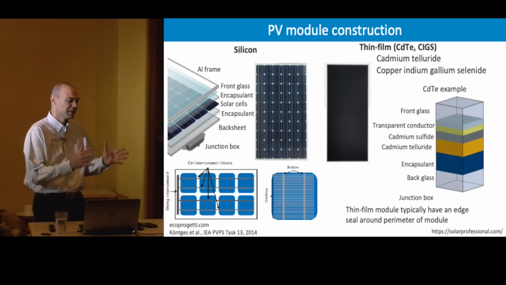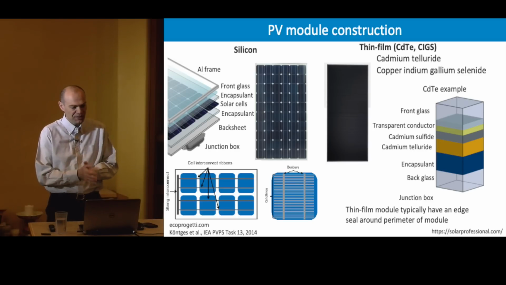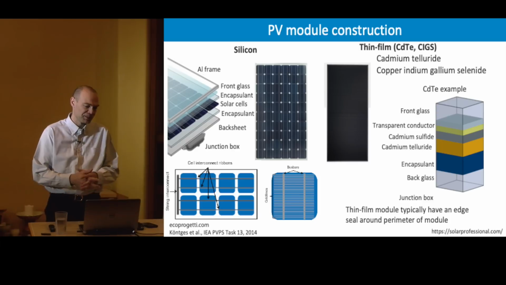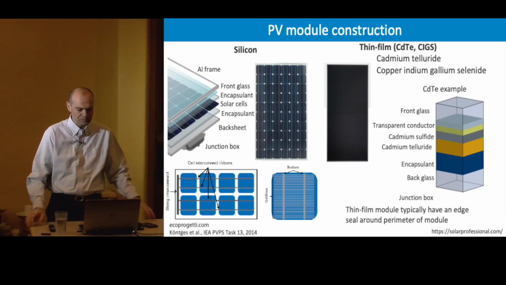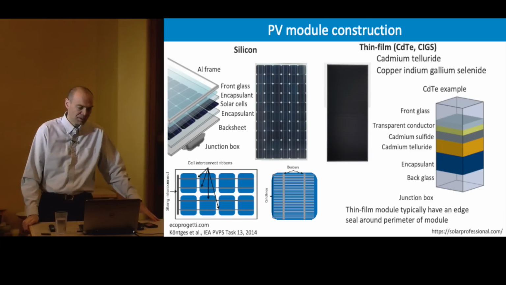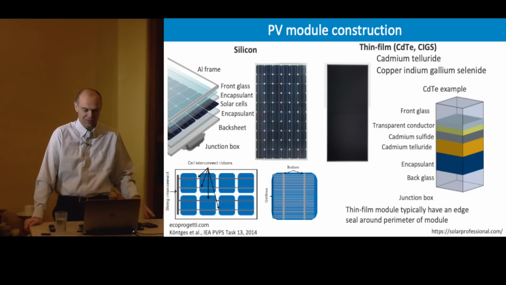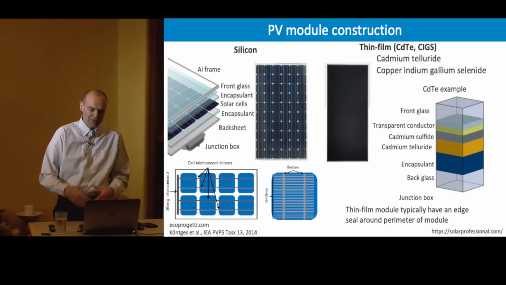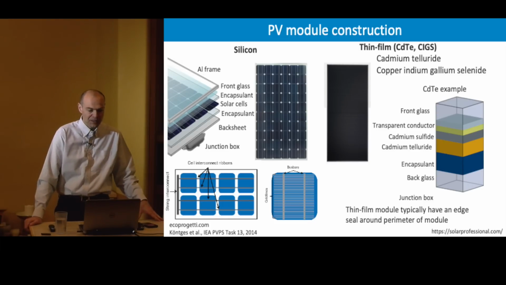Silicon, you typically have an aluminum frame, tempered front glass, and then encapsulant that encompasses the silicon cells. And then you have a backsheet and a junction box. For the thin films, they typically deposit the junction on the front glass, so the front glass is typically not tempered. But other than that, the construction's similar. You have a junction box.